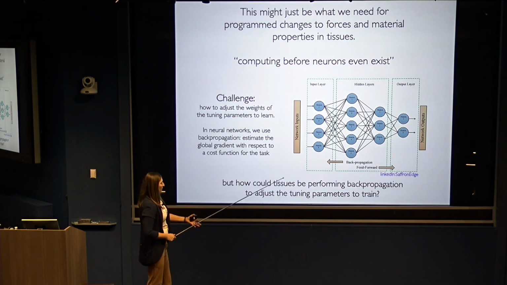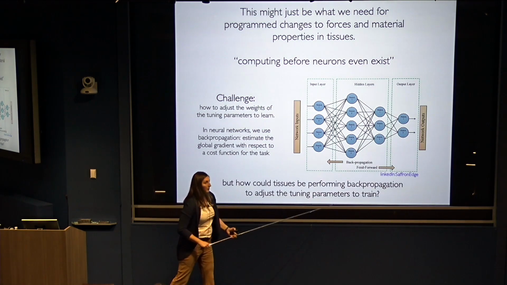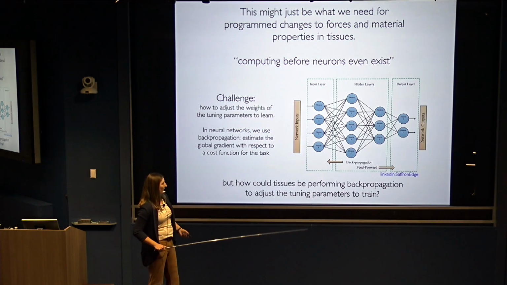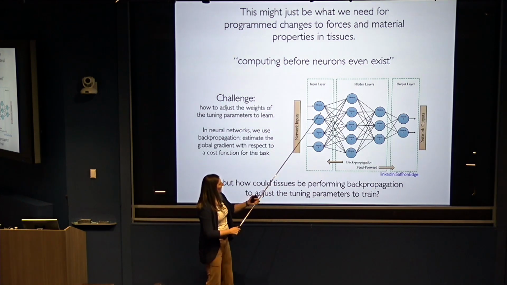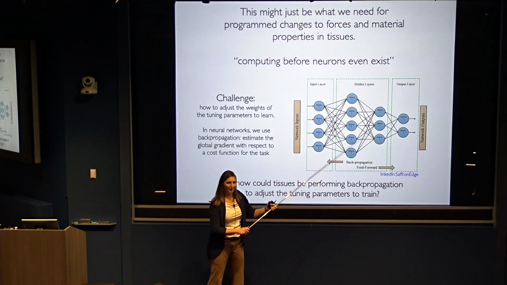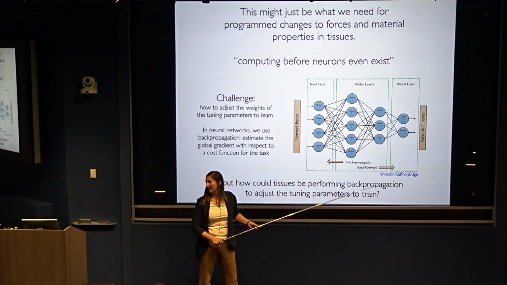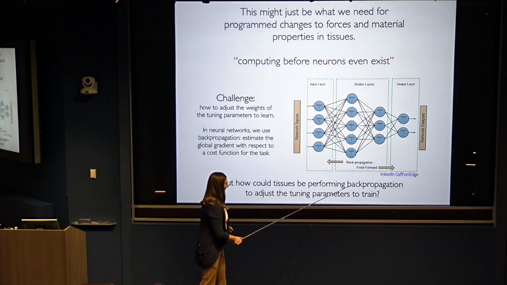But of course, the question is how could tissues be performing backpropagation? I said there were these tunable parameters inside tissues, but how could tissues program them, right? How can they do this backpropagation?